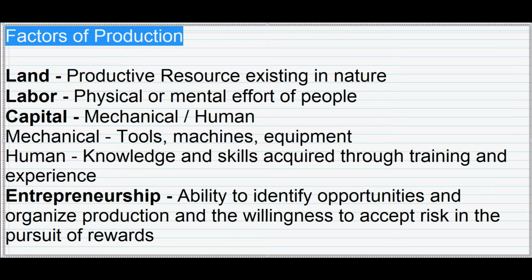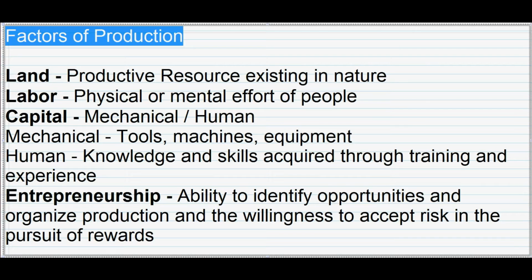Next, labor. You need a worker to make that burger in the actual restaurant. You can have the bread, you can have the meat, the pickles, the ketchup lying around, but it's not going to come together without a worker doing it. Labor is defined as the physical or mental effort of people, which is just the workers. Next is capital. Capital can be mechanical capital or human capital. Mechanical capital is tools, machines, and equipment that's going to be used to make that product. To make the burger, you're going to need a grill. To make the fries, you're going to need a deep fryer. And for the soda, it's a soda machine.